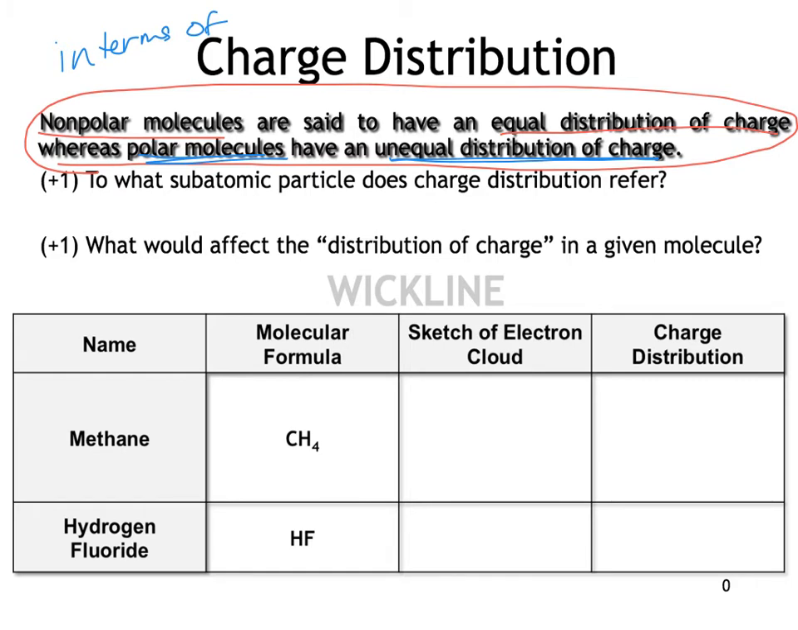These charges that they're talking about are definitely electrons, and what would affect the distribution of charge would be the electronegativities of the atoms in the molecule. So generally, the most electronegative atom is going to draw the electrons closest to itself, and that's going to result in an unequal distribution of charge. I'll show you a couple of examples of that. Now I'll do methane and hydrogen fluoride. I'm going to put in their dot structures.